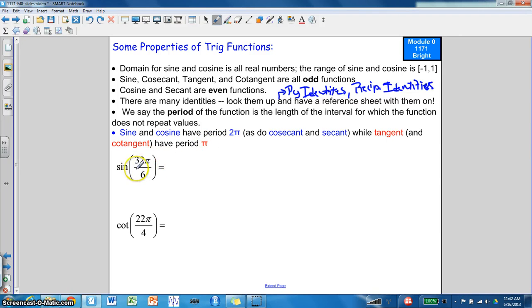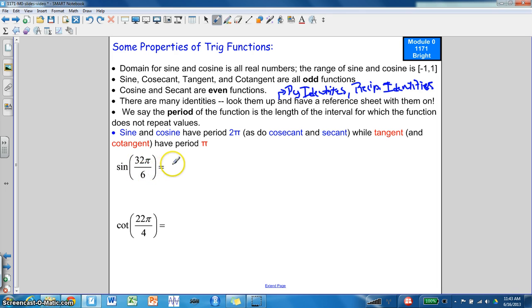So for example, down here, I have this big huge angle. If I can get it to be somewhere between 0 and 2 pi, I can actually compute the value. So one way to do this is to subtract 2 pi continually until you get a known value. And that's okay. It'll take us a while.